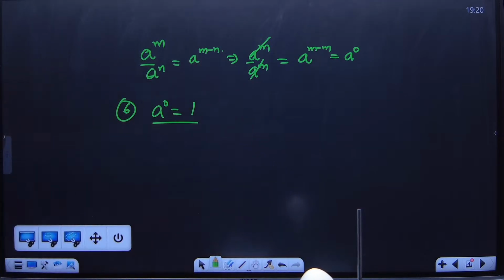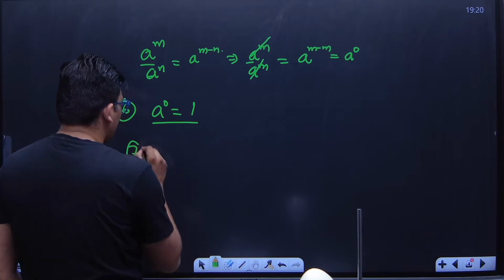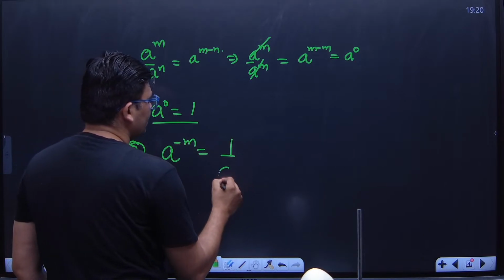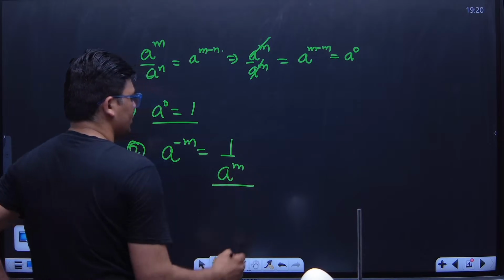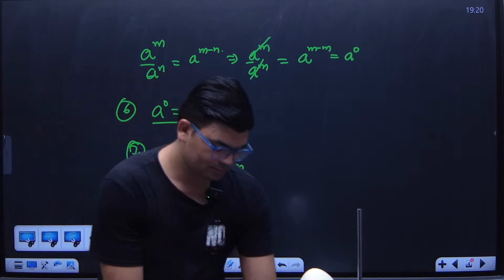Now coming to the seventh law. Seventh law is any number raised to a negative exponent, you can make them positive by reciprocating them.